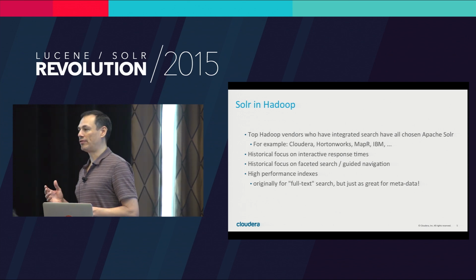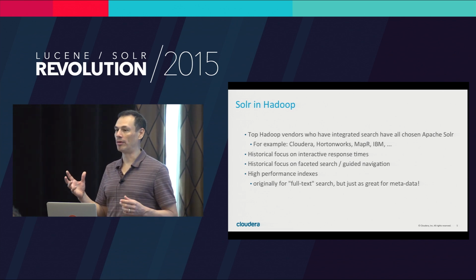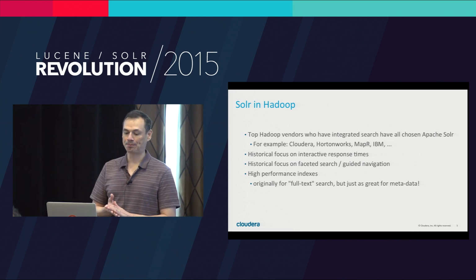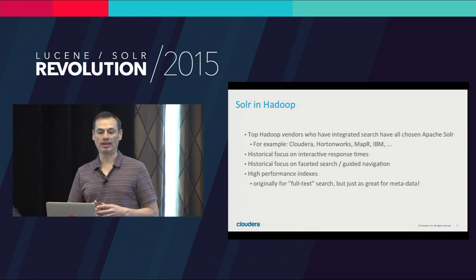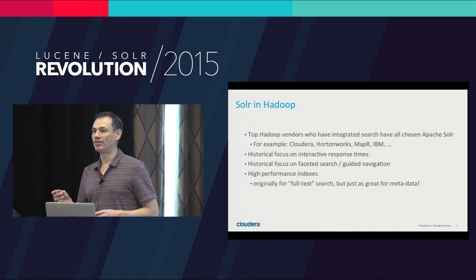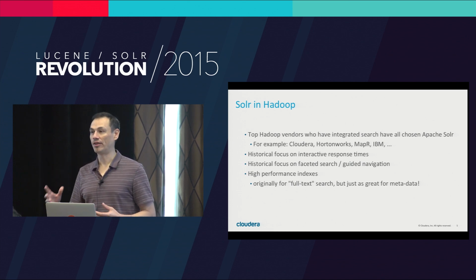We've also had a historic focus on faceting, which, if you think about it, is a simple form of analytics. It's like a subset. And another advantage we have is just our high-performance indexes. If you're going to do full-text search, you have to have really good index technology. And one key is, if you have really good index technology, it's applicable to a lot more things than just full-text search. It's also applicable to metadata and other types of data.